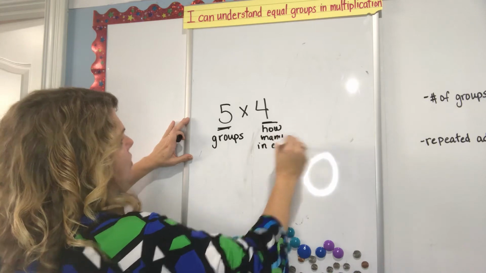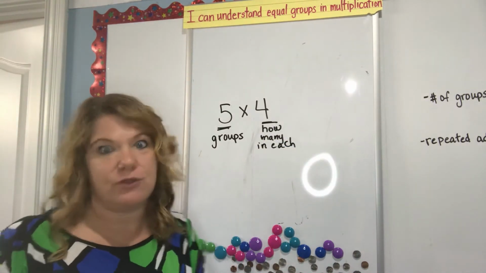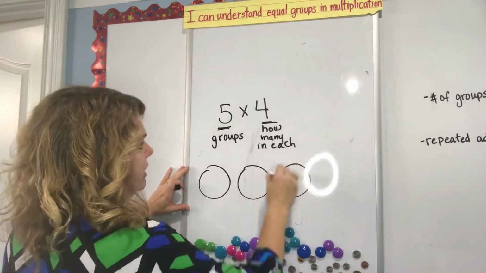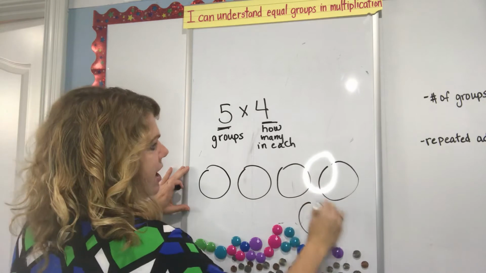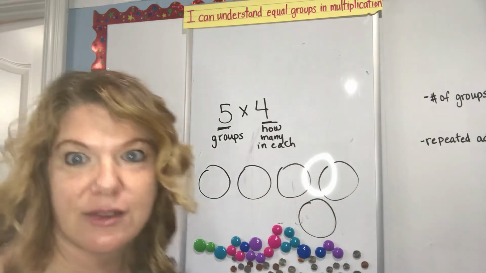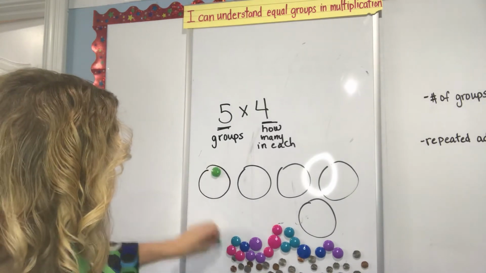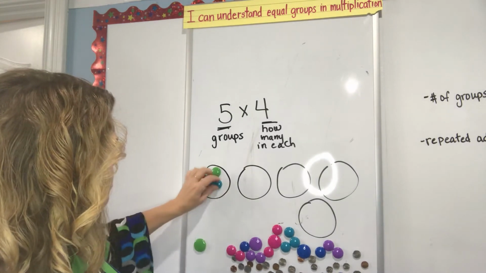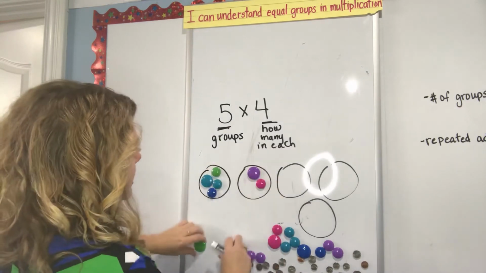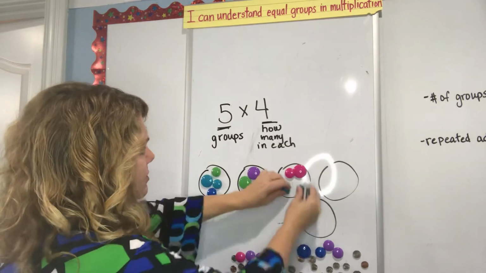So if I was showing you 5 times 4, I'd have to have 5 groups. So I'll draw 1, 2, 3, 4, 5 over here. There we have 5 groups. And in those 5 groups, we're going to put 4 counters in each of those groups. We have 5 groups with 4 in each, and that is going to show us 5 times 4.